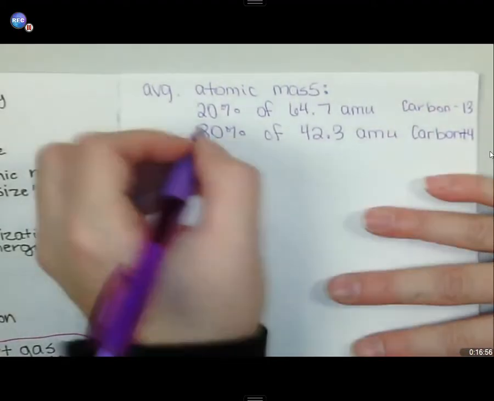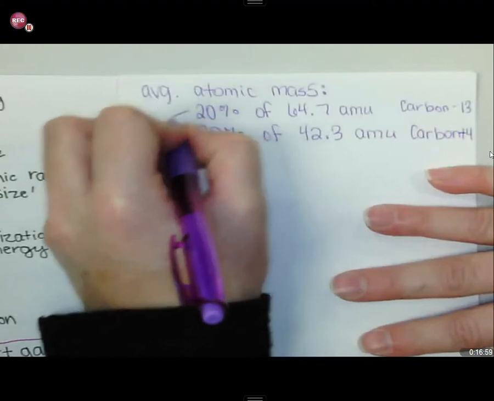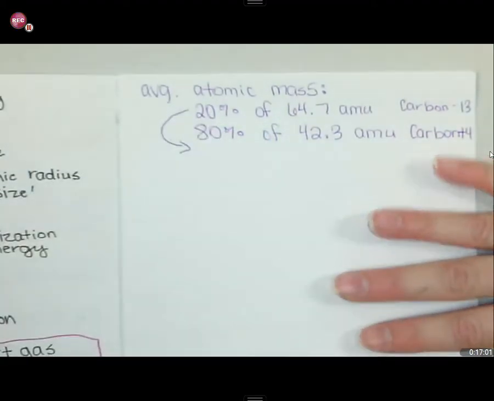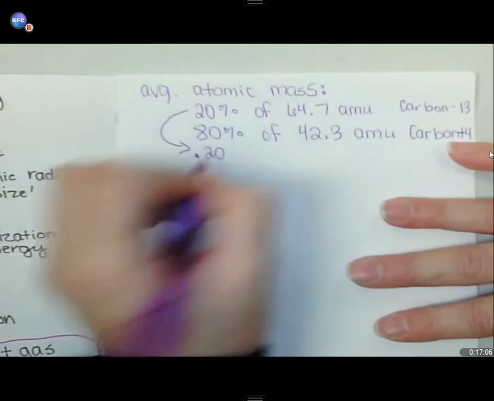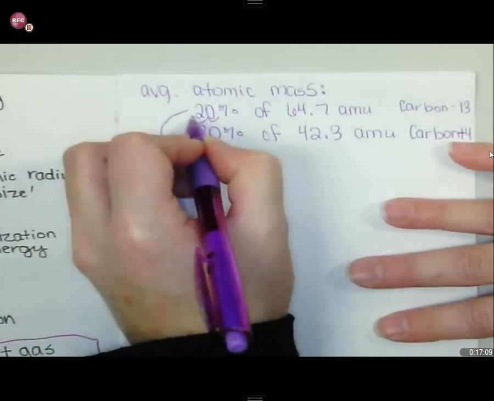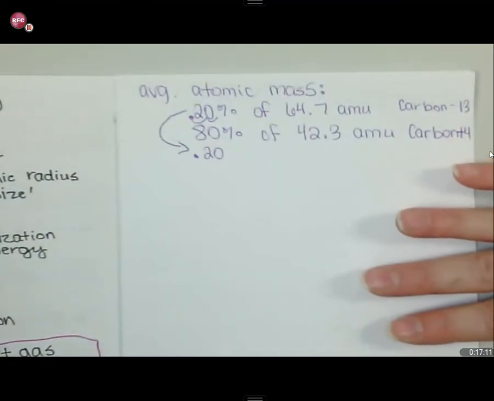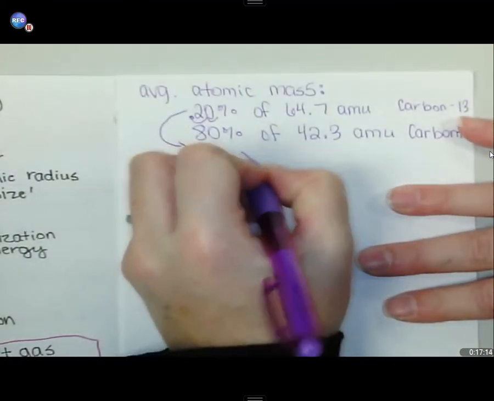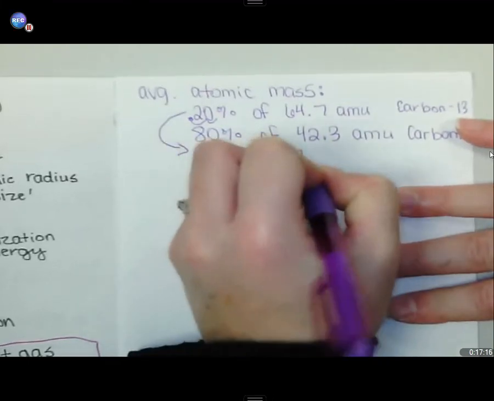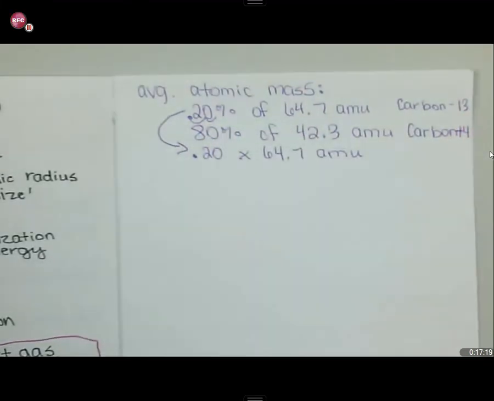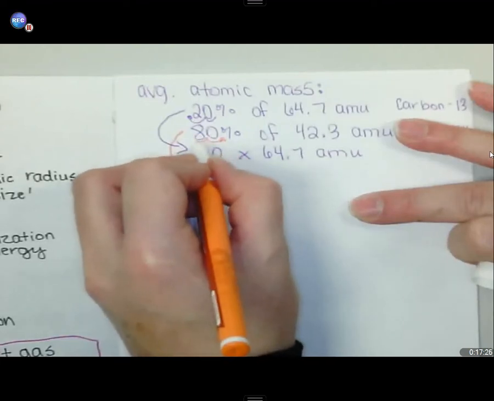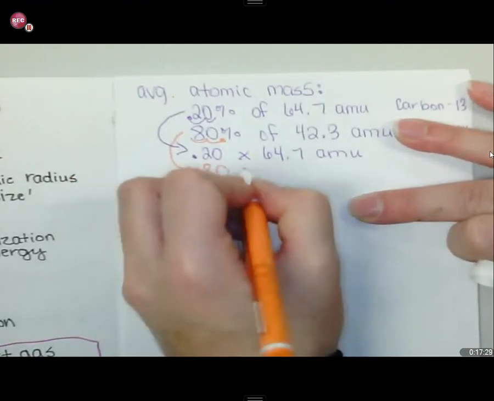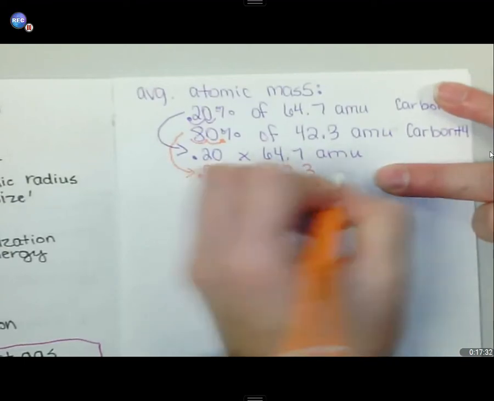Now, what you're going to do is start out with this top one. We need to change this from a percent to a decimal. So we're going to have 0.20. Move the decimal over 2 places, always, no matter where the decimal is, to the left. And you're going to multiply by the 64.7 AMU. Then we're going to take this guy and do the same thing, move the decimal over 2 places, 0.80 times 42.3 AMU.